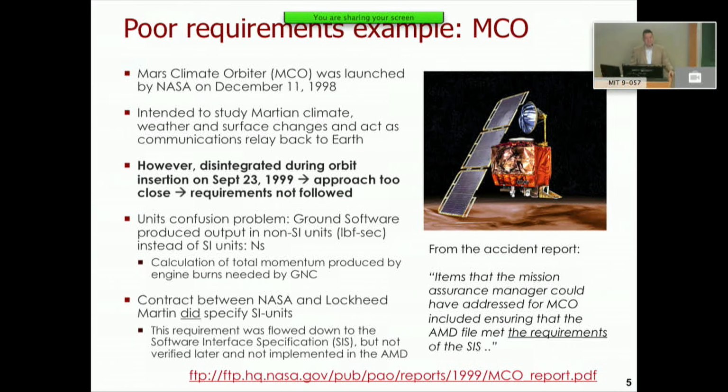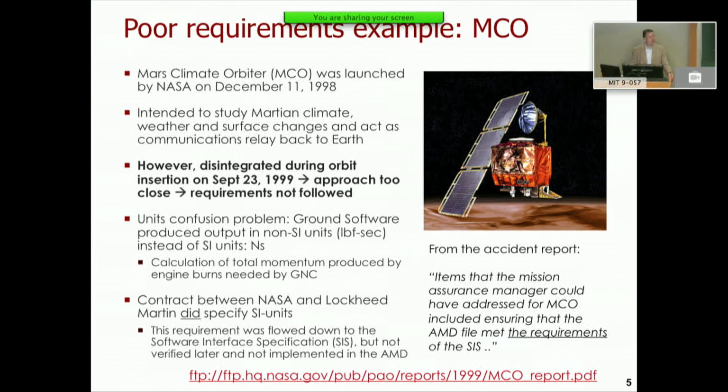But the best guess is that the spacecraft burned up in the approach to Mars, that the actual altitude at which it entered the Martian atmosphere was about 57 kilometers, and it was supposed to be about 220. So even though the Martian atmosphere is very thin, when you enter at very high velocities, that's not a good thing.